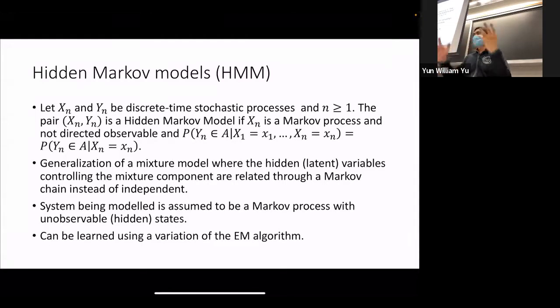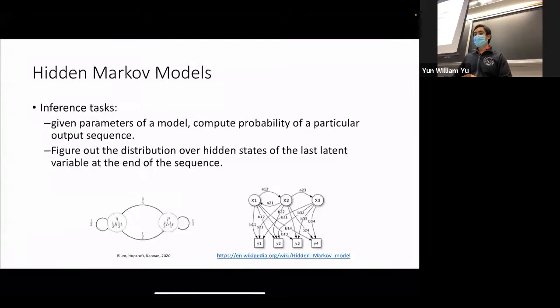These things can be learned through a variation of the EM algorithm as well. Basically, you have some parameters of a model. You can compute the probability of a particular output sequence, and you can also figure out the distribution of hidden states, of the last latent variable at the end of the sequence. So basically, you have some black box. You don't know what variables are in there, but you know that there's some sort of structural connection between the different variables that you care about that are hidden in there. And then you try to infer from your data what those weights ought to be in order to predict the behavior of the system.